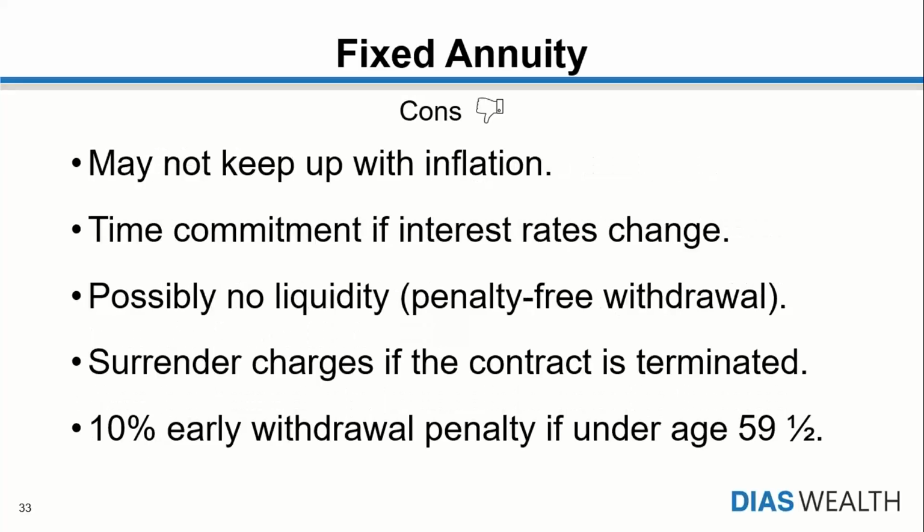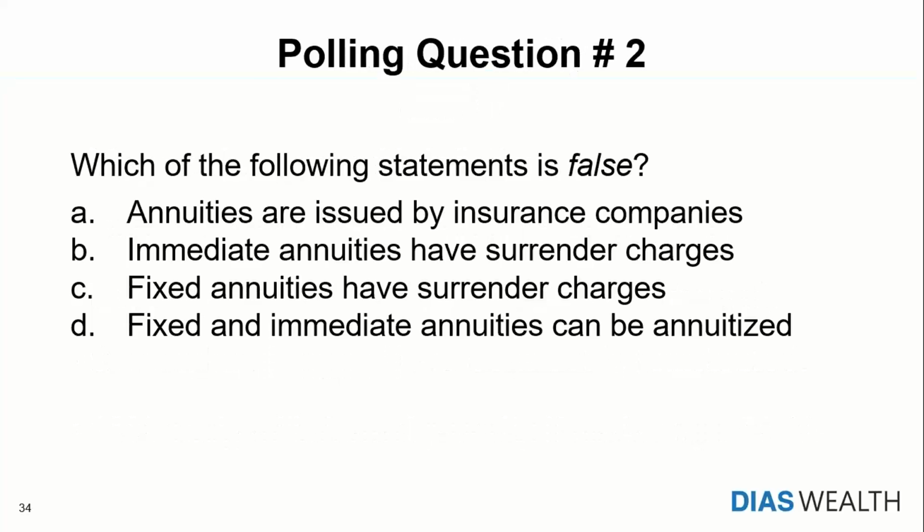The cons: may not keep up with inflation, you have the time commitment, the liquidity features, surrender charges, and then you have the 10% early withdrawal penalty if under age 59 and a half. In general, this applies to the IRA no matter what, but what I'm specifically saying about this is a non-qualified fixed annuity outside of the IRA.